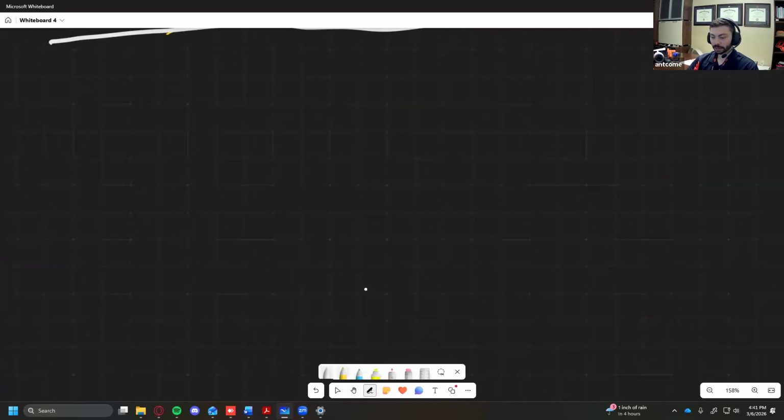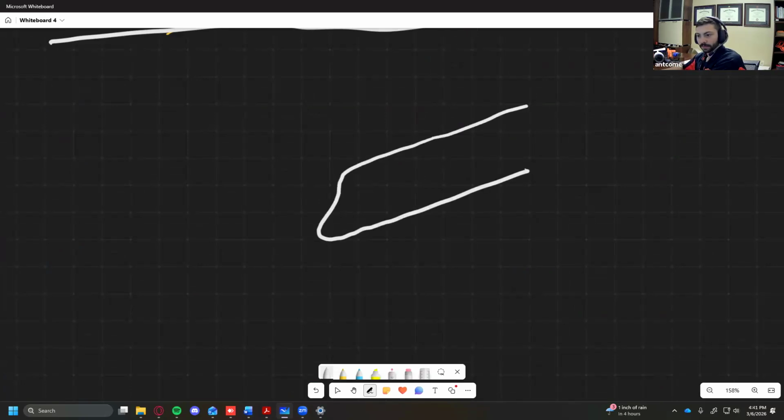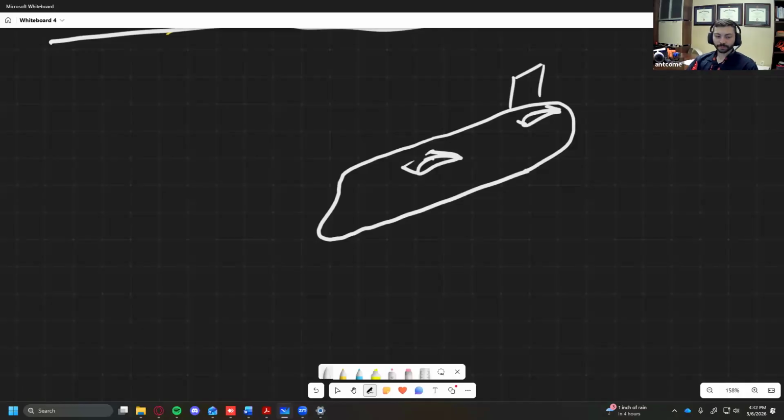Hopefully this is an even better picture. Okay, so there's our glider, something like that. There's our tail, and here's our wing. Okay, let's think about all of the forces that are acting on this glider.